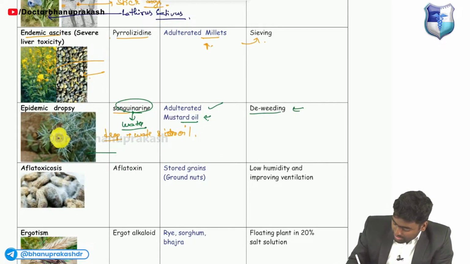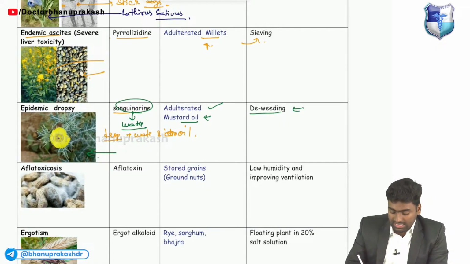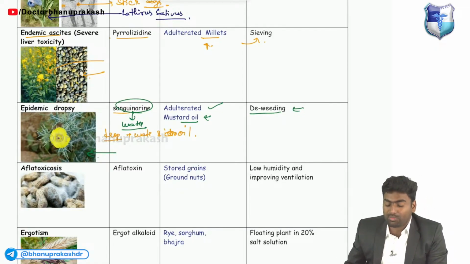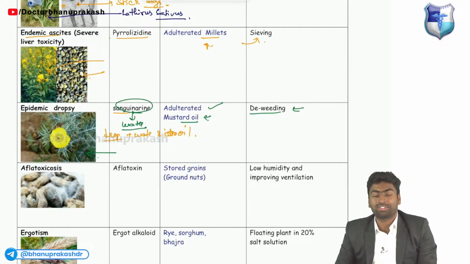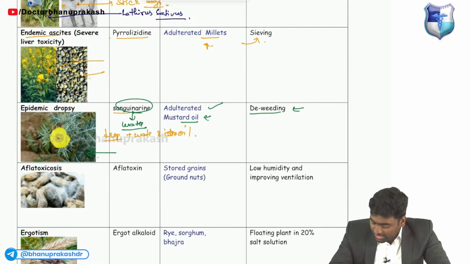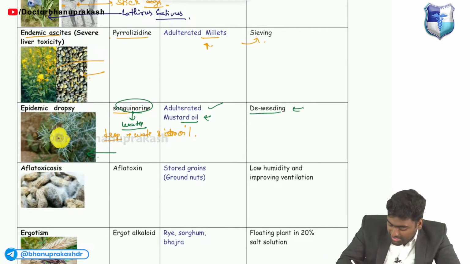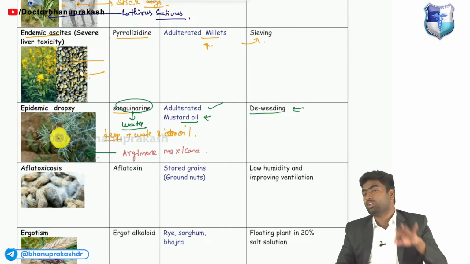And this is the plant which is causing this epidemic dropsy. Can anyone tell me the name of this plant which causes this sanguinarine toxicity? This is being adulterated with mustard oil, and it is Argemone mexicana.